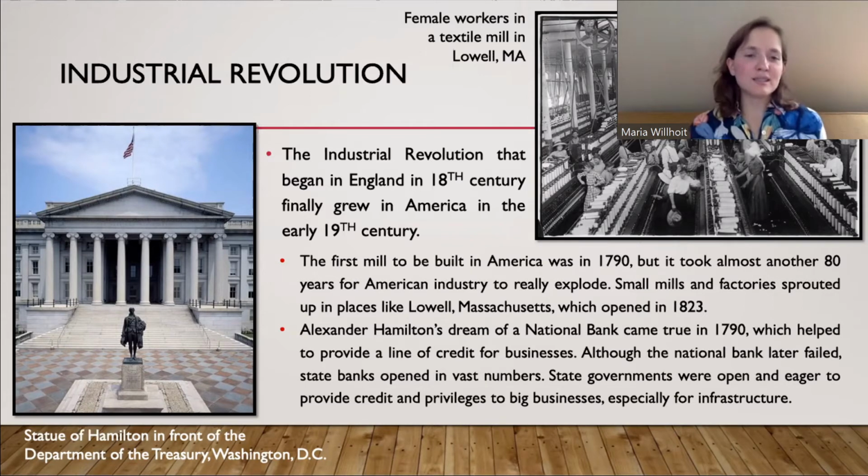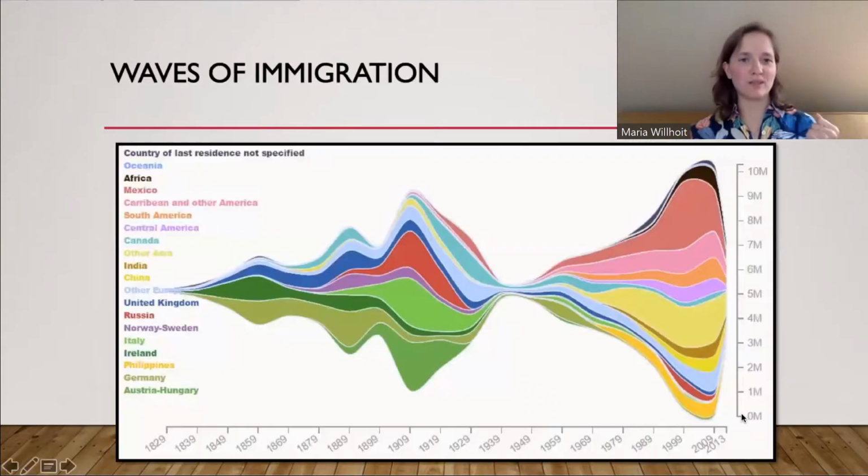So he's very symbolic to have in front of the Treasury Department because he was such a big advocate for having a national institution to help America grow financially. So we're starting our movement.